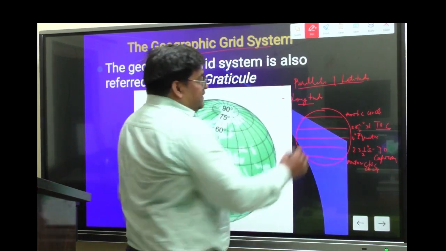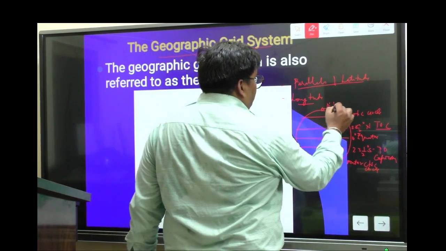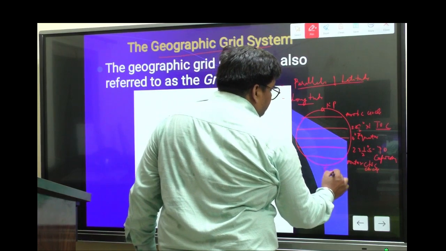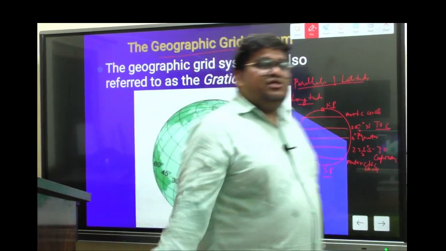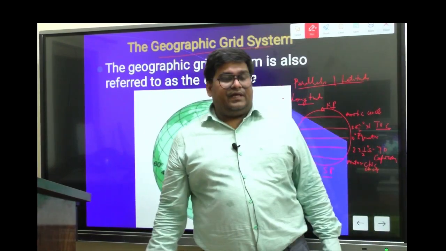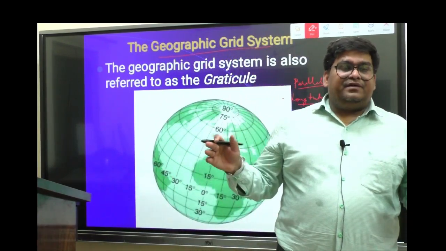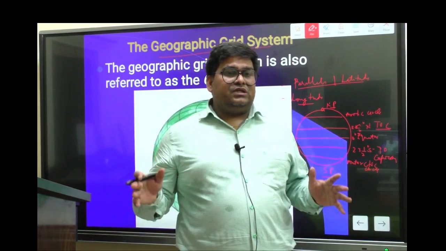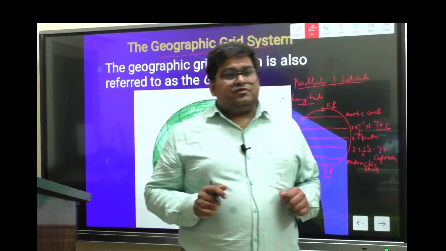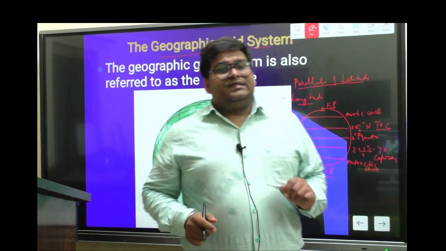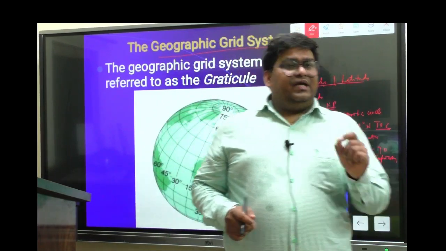Okay, and at the last you have basically your North Pole and you have your South Pole. So what you have drawn is basically imaginary horizontal lines, which never intersect each other, which never cut each other. They are parallel to each other. What we call them the parallels of latitude. They are basically denoted in degrees.